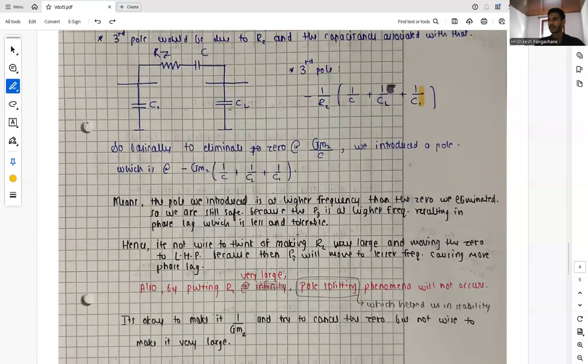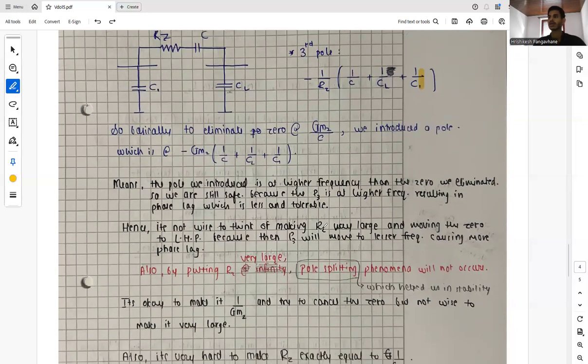So here we are considering that it is at higher frequency, and we should keep it at higher frequency. So I think it is not wise to make Rz very large and move the 0 to the left half plane, because then P3 will move to a lower frequency, causing more phase lag. Also, by putting Rz very large, the phenomenon of pole splitting will not occur, and we have discussed pole splitting in previous videos. It helped us in stability as well.